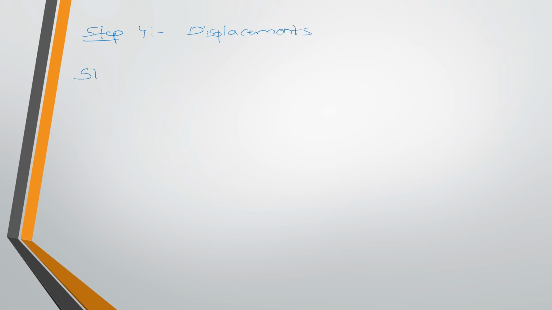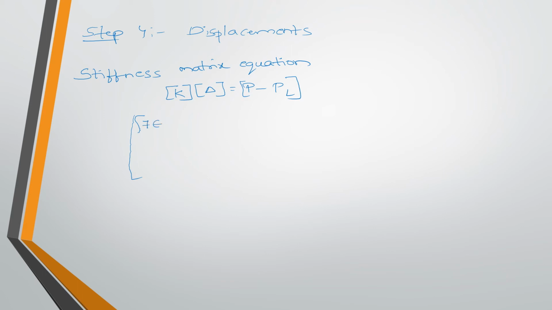What is the stiffness matrix equation? K into delta is equal to P minus PL. So here we know the stiffness matrix K, and delta 1 and delta 2 are the displacements, and these are the final forces at 0, and P1L and P2L are already calculated. So just substitute all those values here.